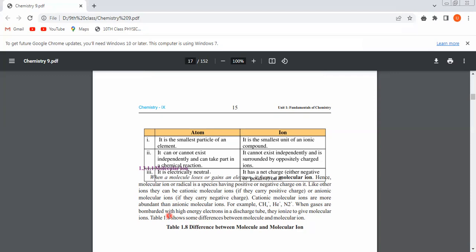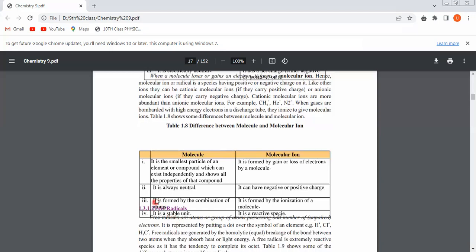Table 1.8 shows some differences between molecules and molecular ions. Molecule: it is the smallest particle of an element or compound which can exist independently and shows all the properties of that compound. Molecular ion: it is formed by gain or loss of an electron by a molecule. Molecule: it is always neutral. Molecular ion: it can have a negative or positive charge. Molecule: it is formed by the combination of atoms. Molecular ion: it is formed by the ionization of a molecule. Molecule: it is a stable unit. Molecular ion: it is a reactive species.